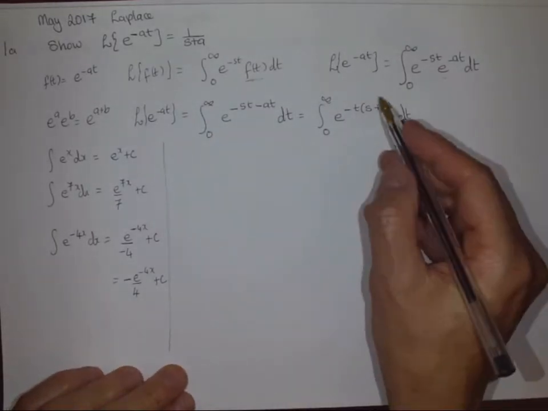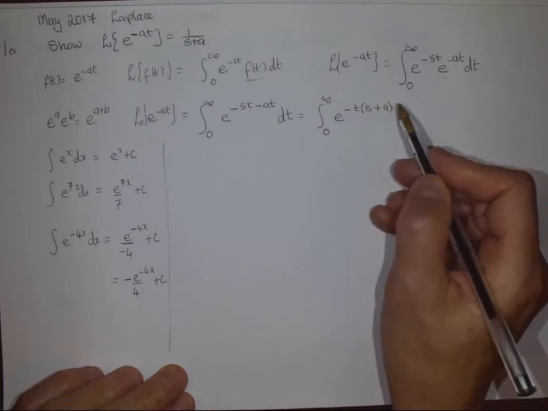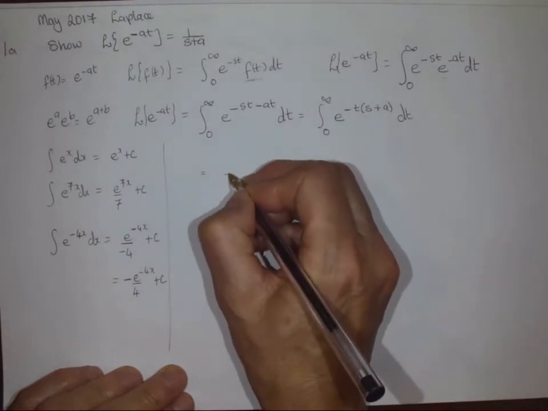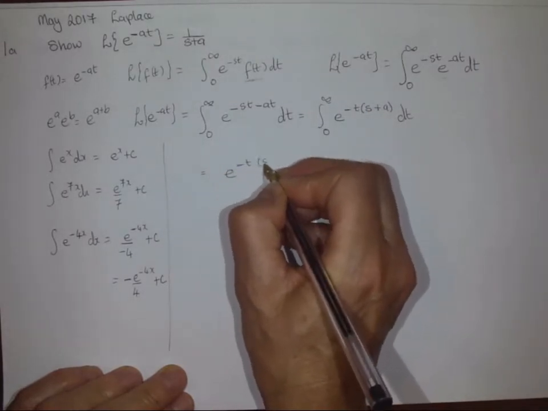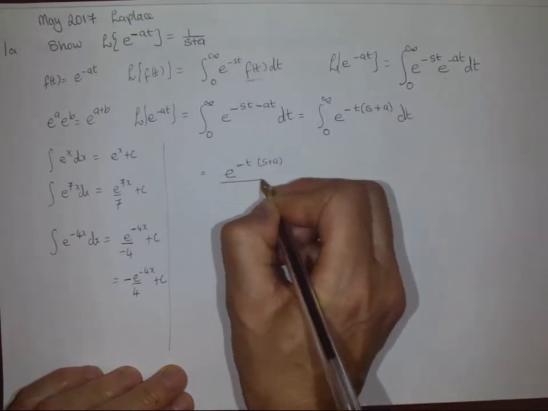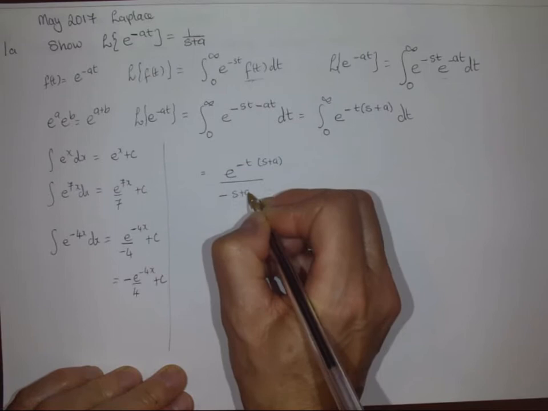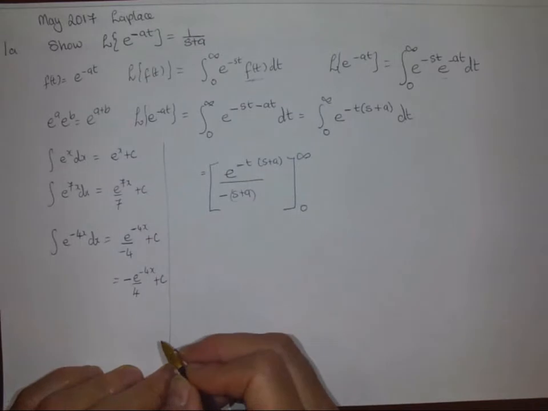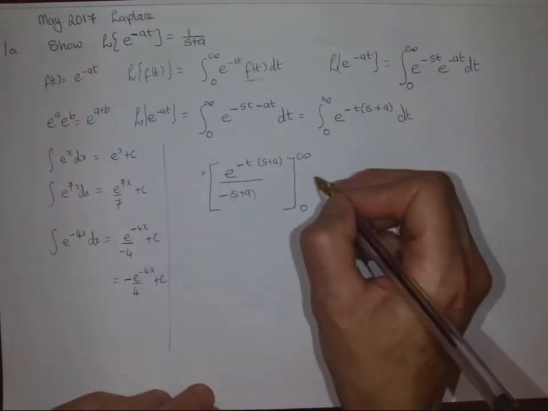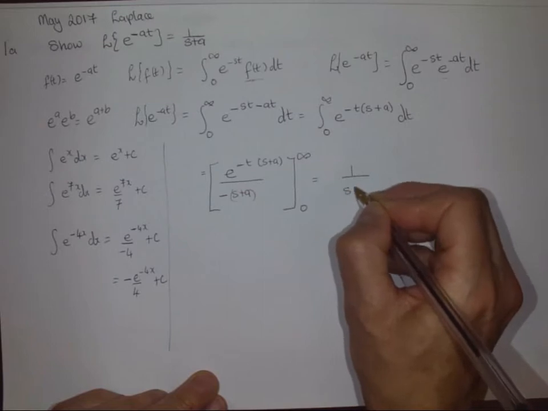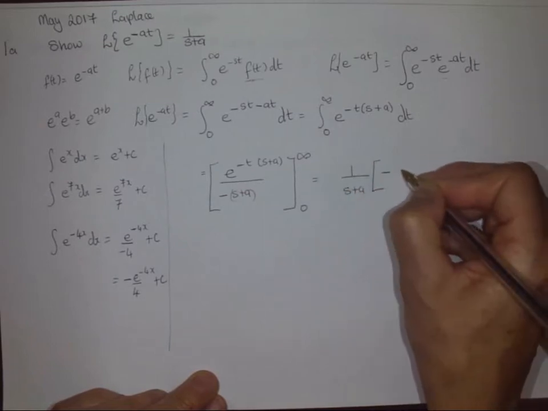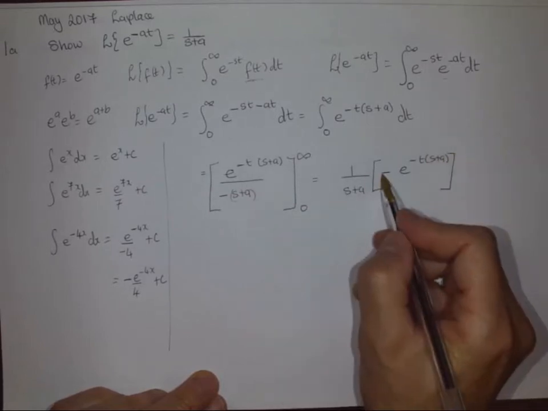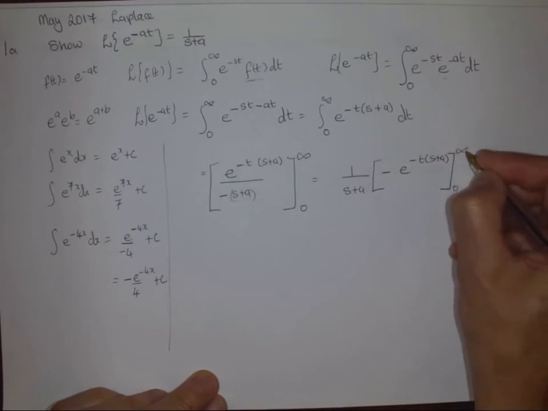So we have to integrate this. And this here, s plus a, is basically equivalent to the 4 in this one. So if we integrate e to the minus t on s plus a, it stays the same, over minus s plus a, and rather than have a plus c, we have our limits. Now s plus a has nothing to do with t, so we can take that out. That's 1 over s plus a on minus e to the minus t on s plus a. That minus is from there, between 0 and infinity.